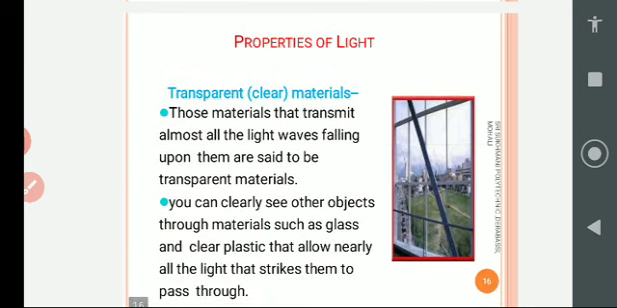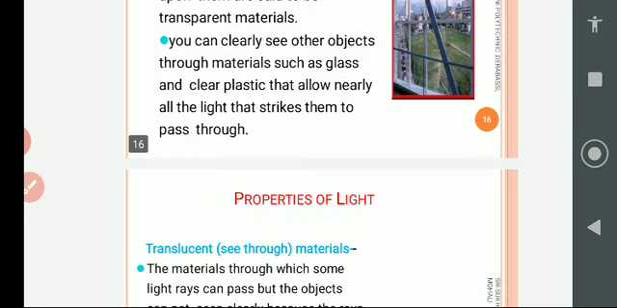So first is transparent material, for example glass. These materials transmit the light falling upon them. We can easily view the images of objects through the glass. So such materials are transparent materials, and they allow nearly all of the light that strikes them to pass through.